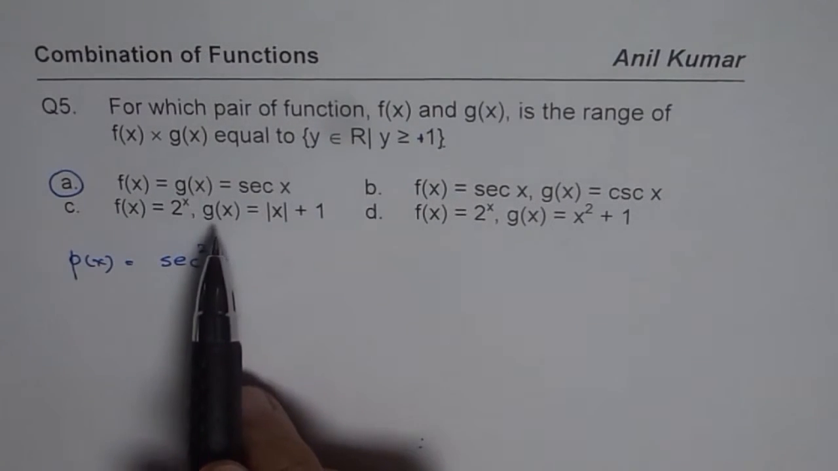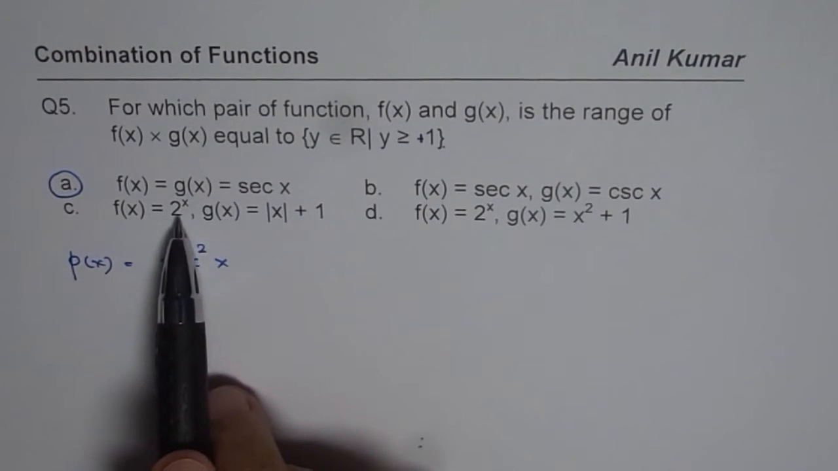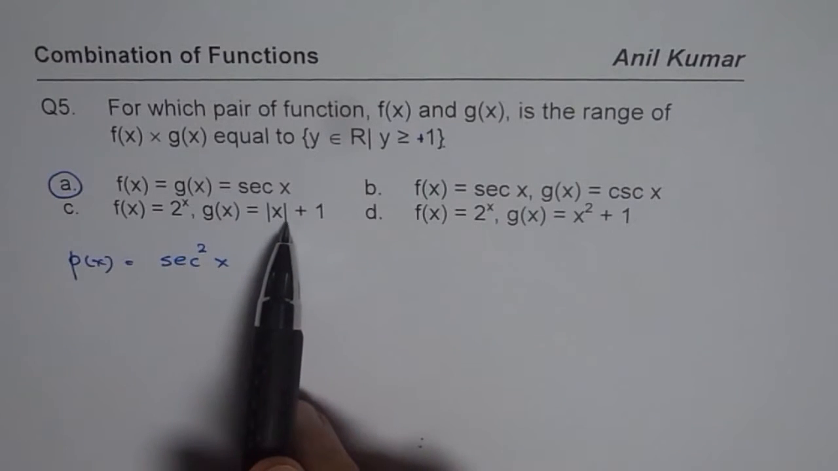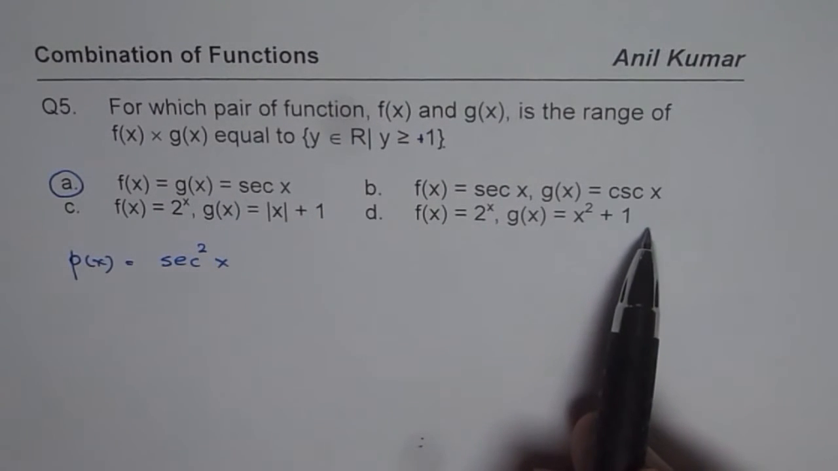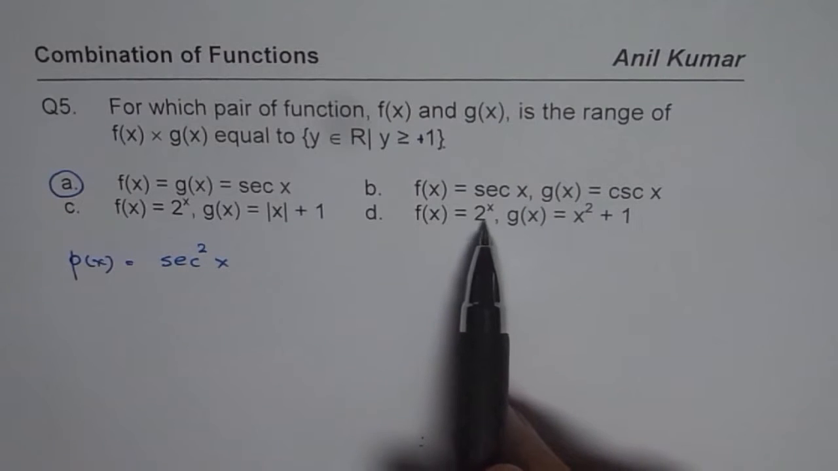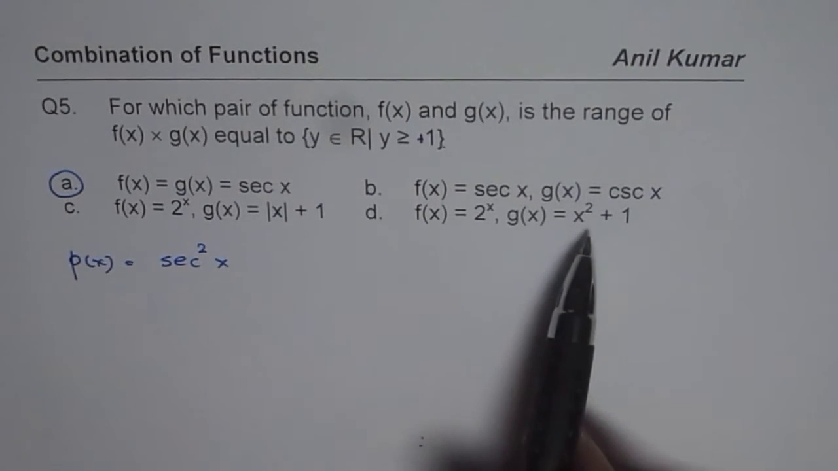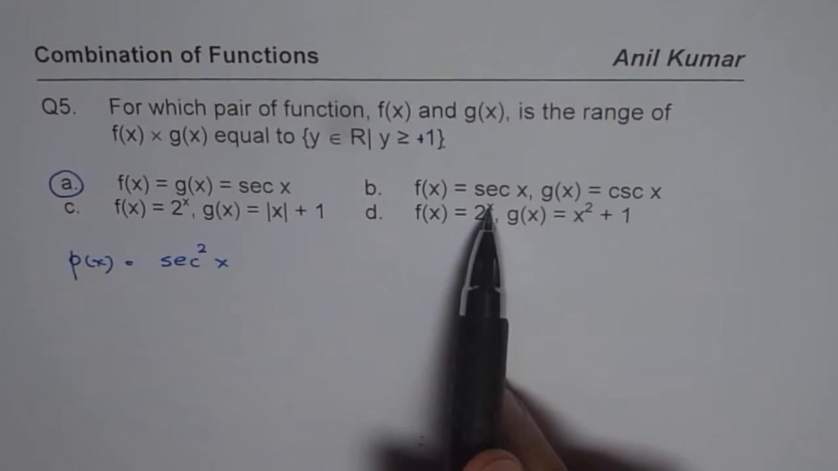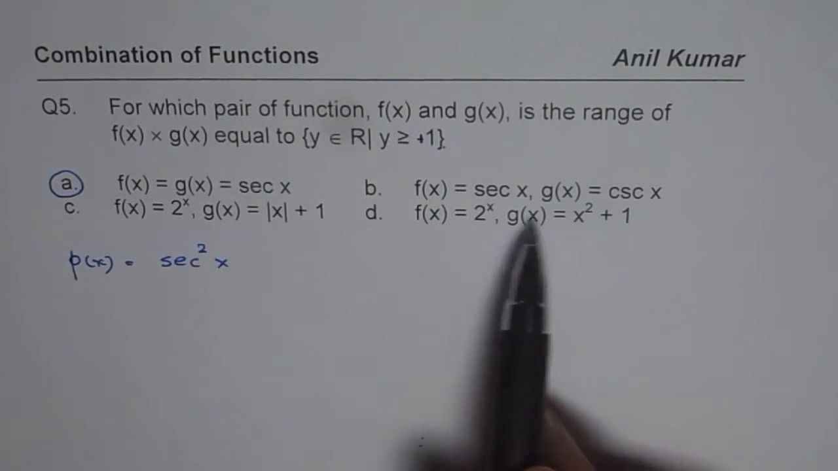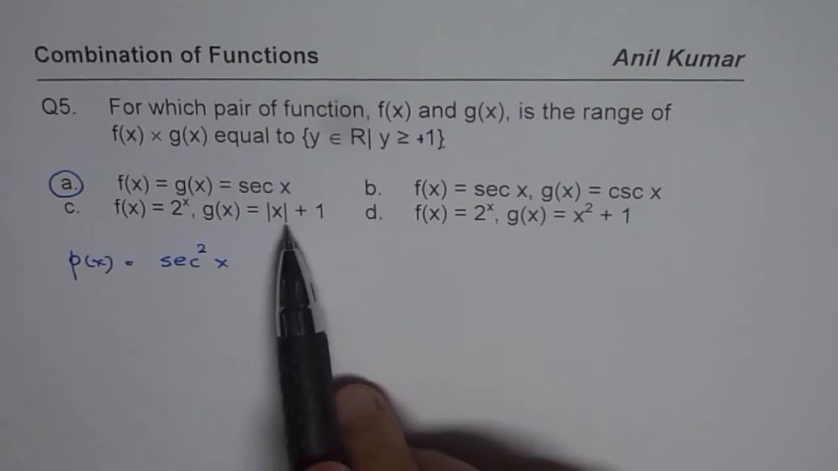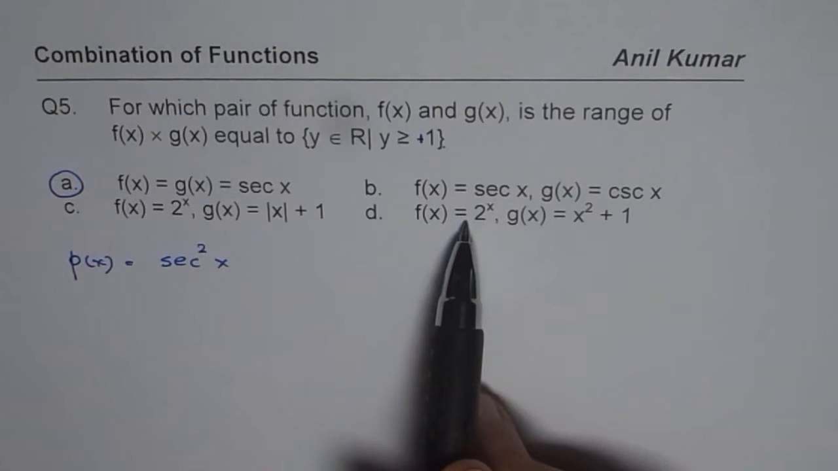If you look into C and D, we have an exponential function combined with an absolute function or a quadratic function, right? Now these two functions are greater than 1, but 2 to the power of x is greater than 0, right? So anything which is times close to 0, a very small value, will bring the product close to 0. So these are definitely not the right options, correct?